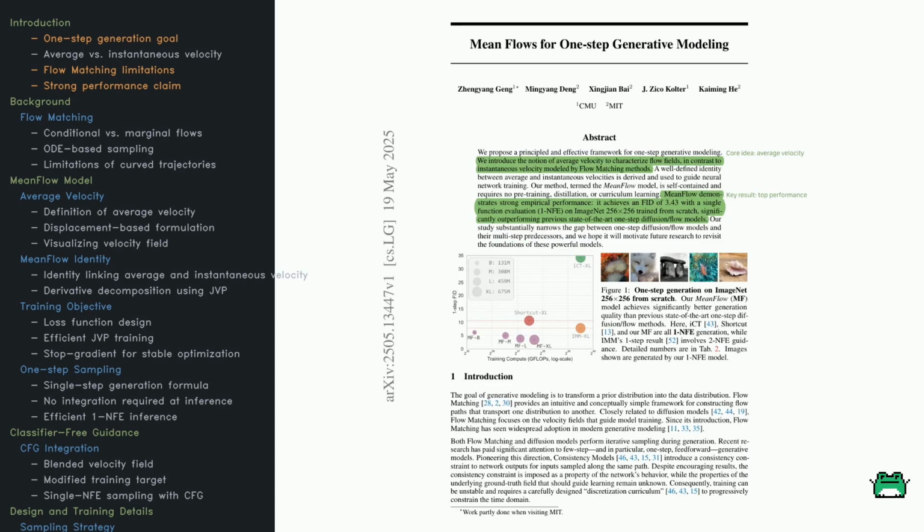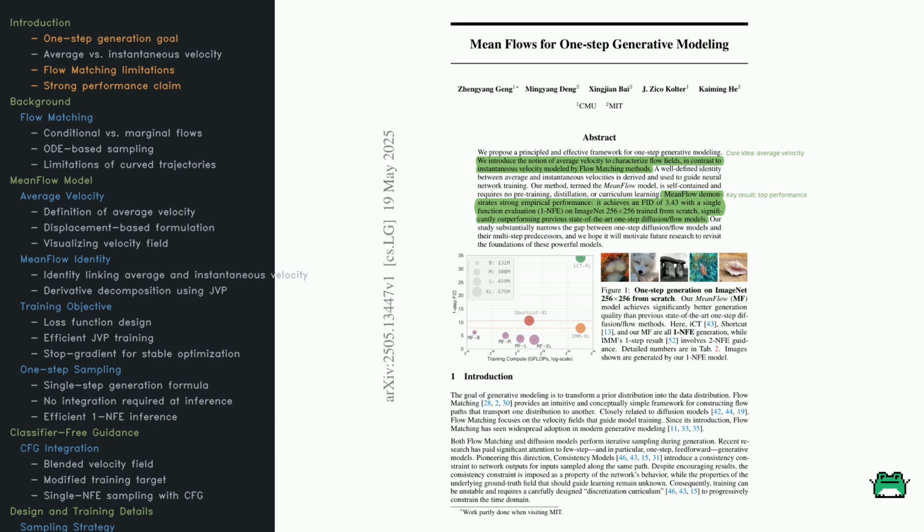Let's kick things off by setting the stage. The goal here is to generate data, like images, using just one step. Yep, one-shot generation, instead of the usual many-step processes we see in diffusion models. Now, in typical methods like diffusion or flow matching, what we model is something called instantaneous velocity. Think of it like steering a car and adjusting your direction every second. It's precise, but it takes time.